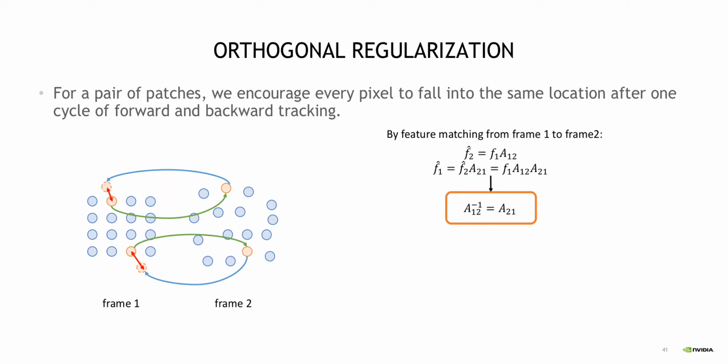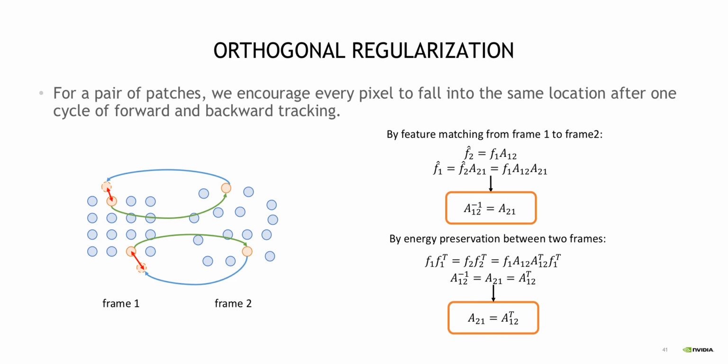Since two frames from a single clip usually have consistent style, where the style here refers to the second moment statistic, similar to the concept in style transfer, we also describe it as an energy preservation term between these two features. By combining these two terms, we can finally reach the equation showing that the affinity transformation should be orthogonal. So the orthogonal constraint satisfies both the cycle consistency and the energy preservation in videos. It also saves a lot of computation since we can avoid computing the affinity matrix twice, as shown in the left image.